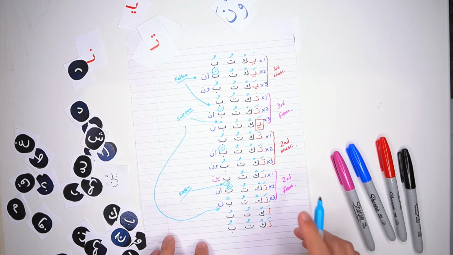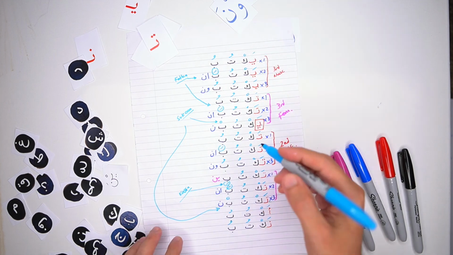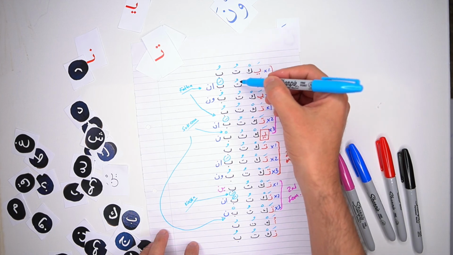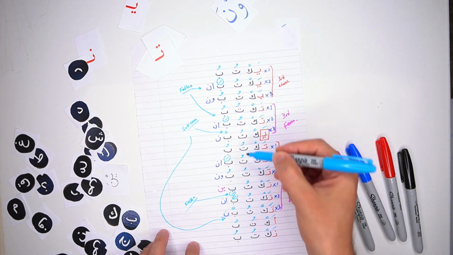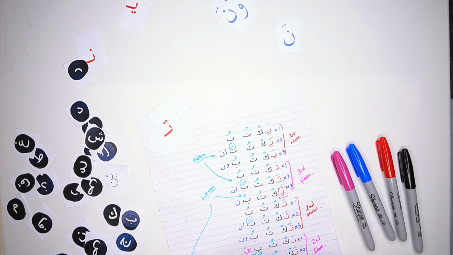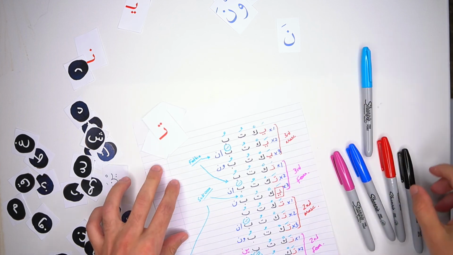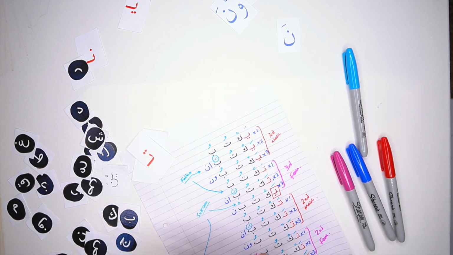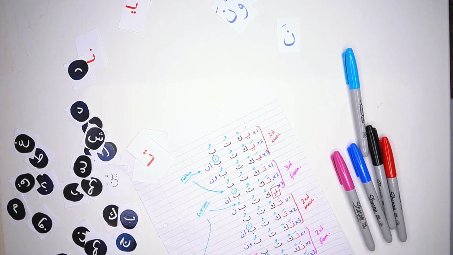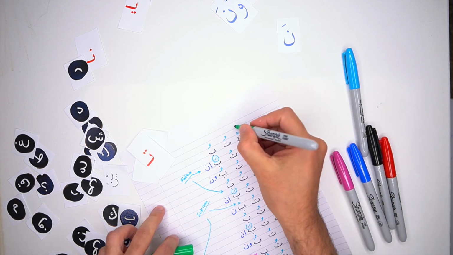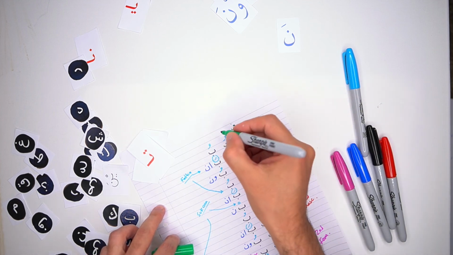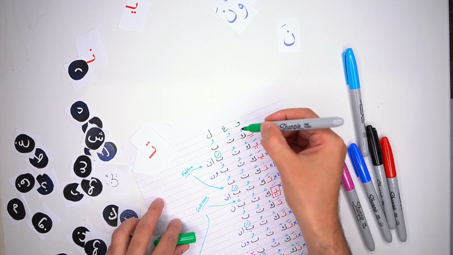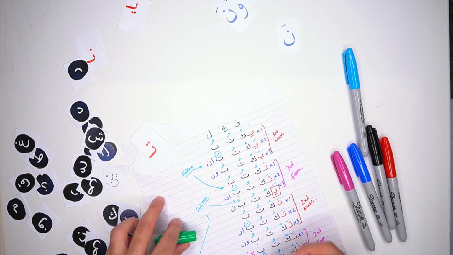We can do yashrabu. But yashrabu, the only difference is, if you were to use yashrabu, you're going to have a fatha over here. On all of these ones, you're going to have a fatha. These are, by the way, let me just write down what these are called. Is there another color? Let me use green. These are called the fa, ayn, lam letters.